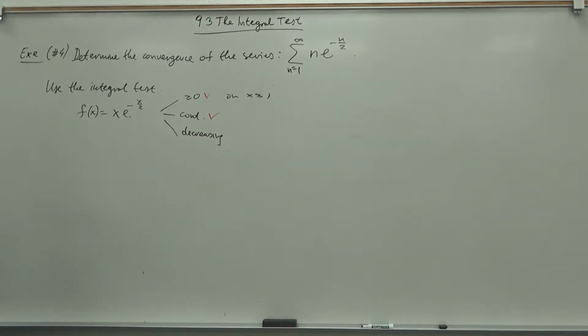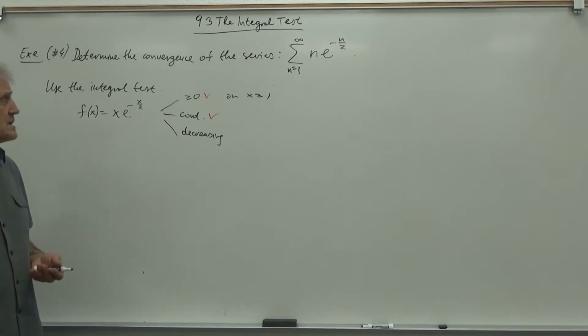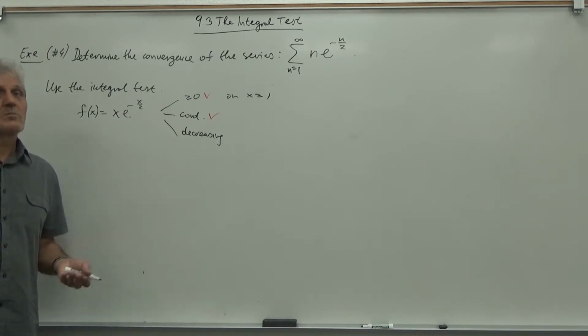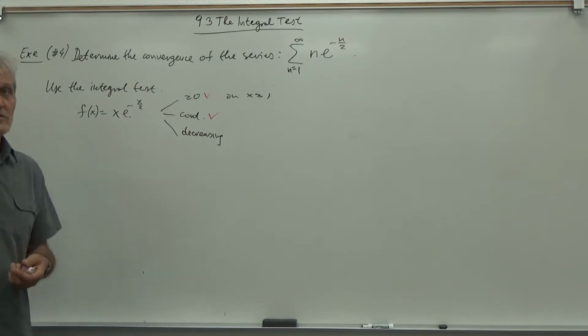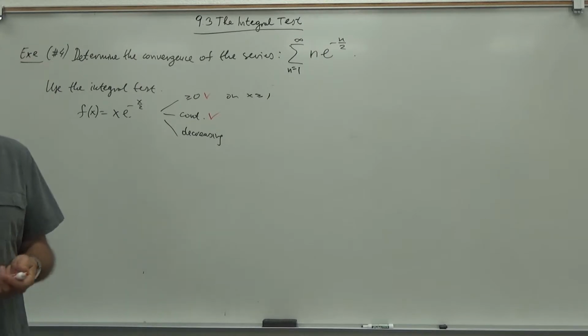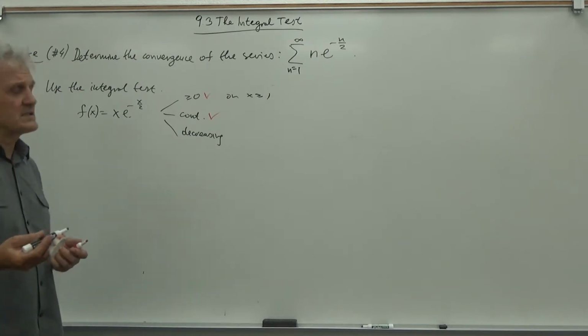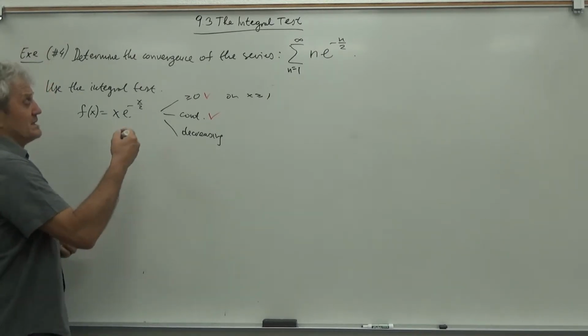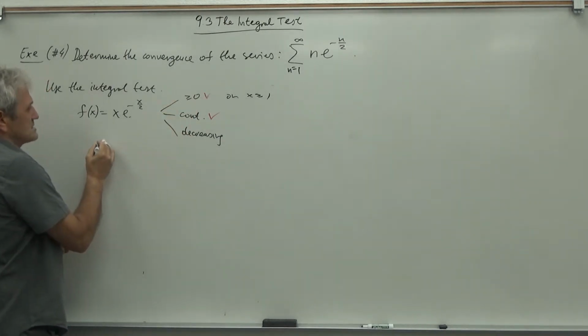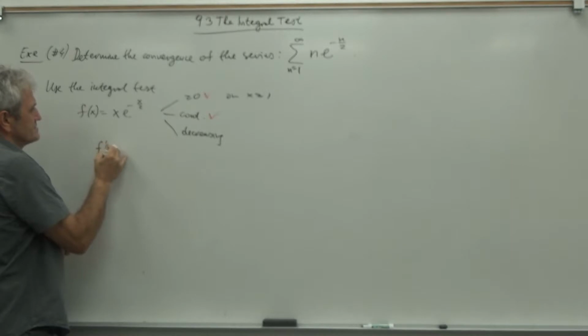The hardest thing to check is decreasing. A minute ago it was common sense. Here it's not so obvious why this function is decreasing, but we have a very powerful tool to test monotonicity of functions, and that is the first derivative. So I'll calculate the first derivative, hoping that I'll be able to show that it is negative or non-positive, at least after a while.